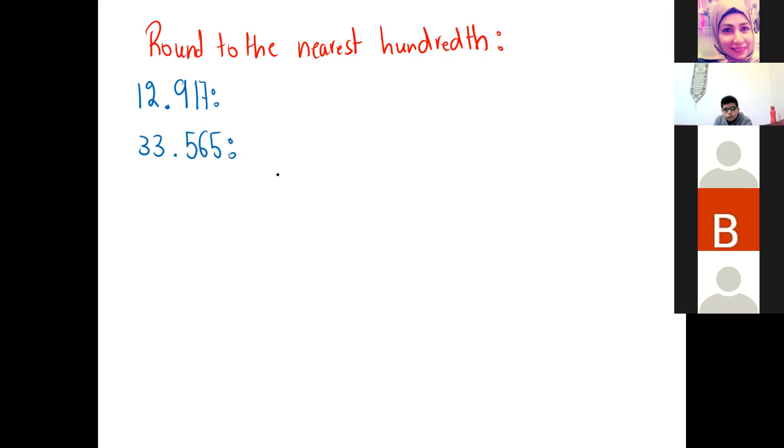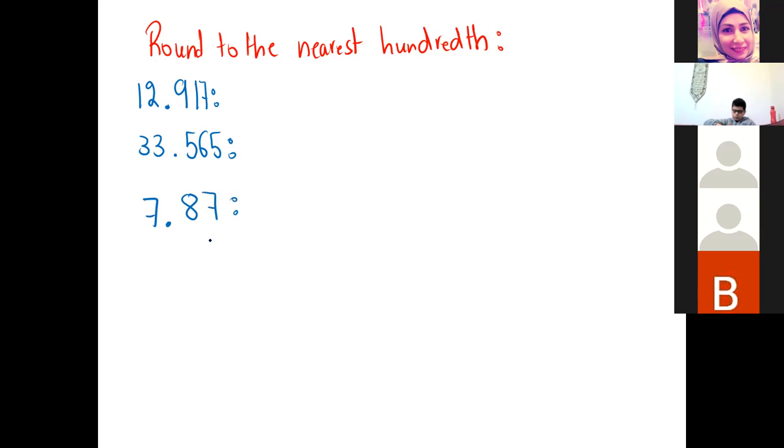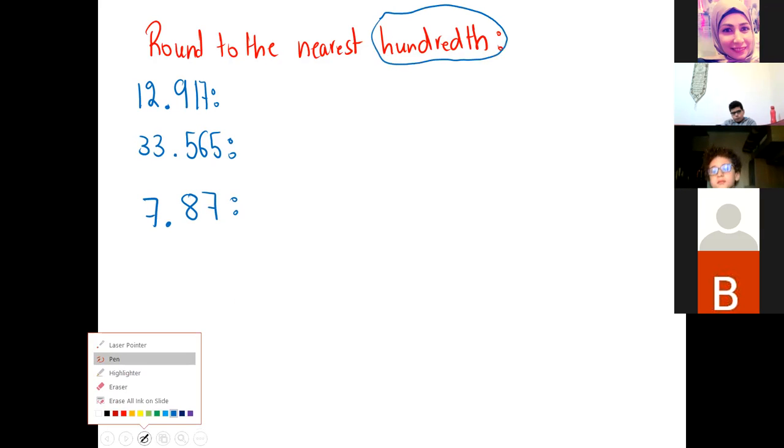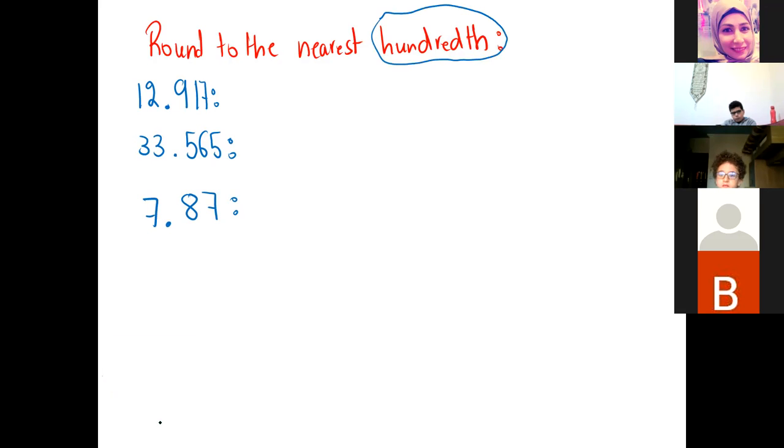12.91, 33.975, 7.87. How do we round to the nearest hundredth? The first step, we should know which digit is the hundredth digit. We have to underline the hundredth digit in all types.